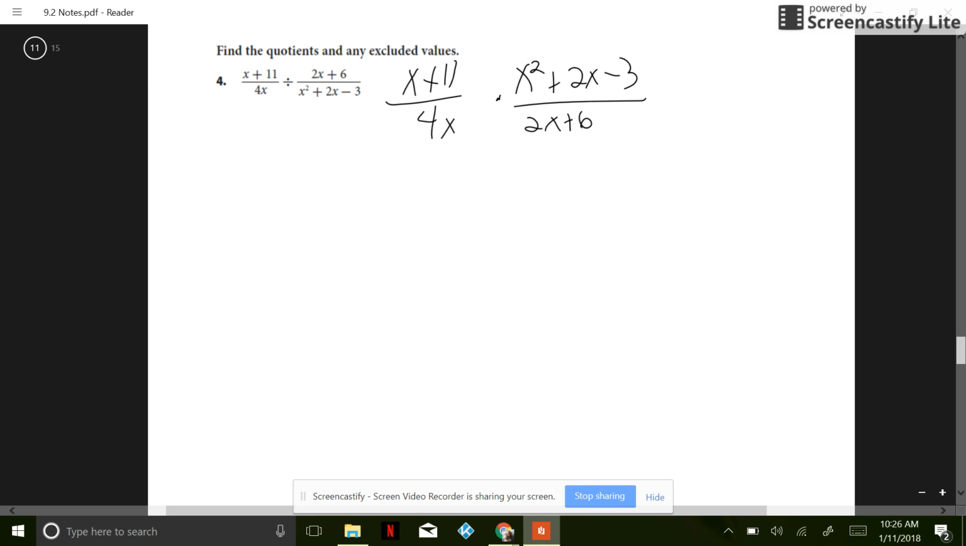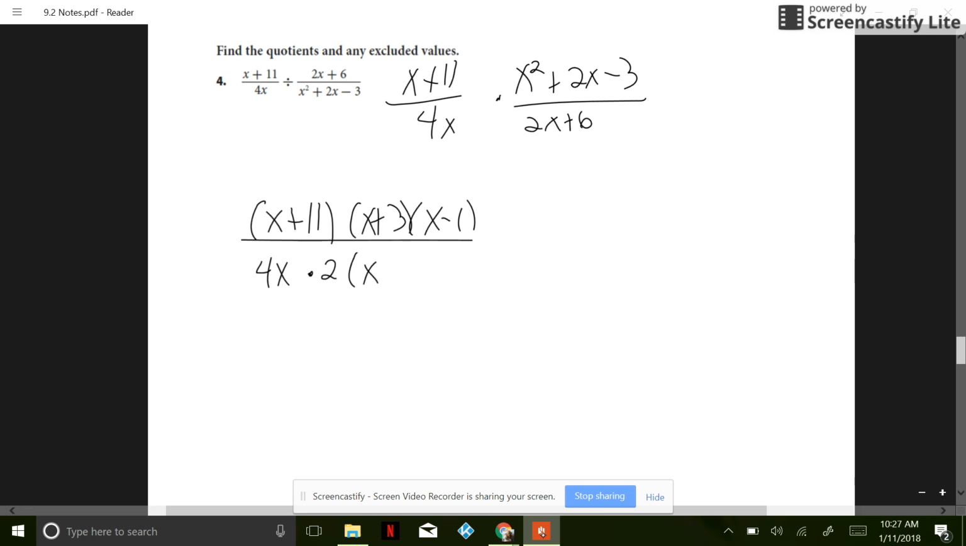So when we multiply, we're going to want to factor as we go. I kind of do it in one step here. So x plus 11 can't factor. The second numerator, the x squared plus 2x minus 3, will factor to become x plus 3, x minus 1. In our denominator, that 4x is going to stay by itself. And then we can factor a 2 from the right denominator. We'll end up with x plus 3. So when we look at what things are canceling, those x plus 3's are going to go away, and that's about it. So in the numerator, we'll have x plus 11 times x minus 1, and the denominator then will end up with 8x.